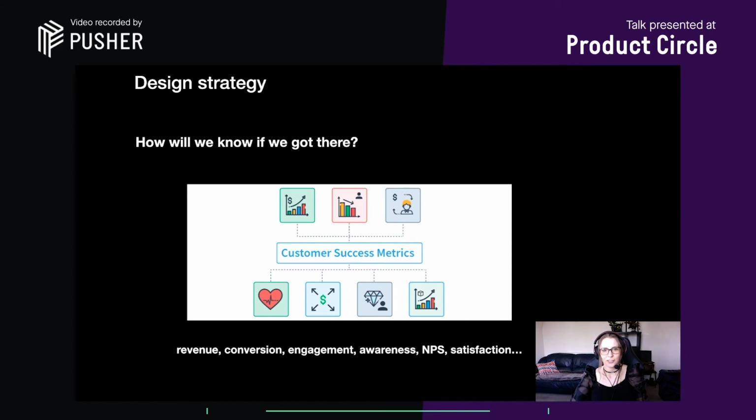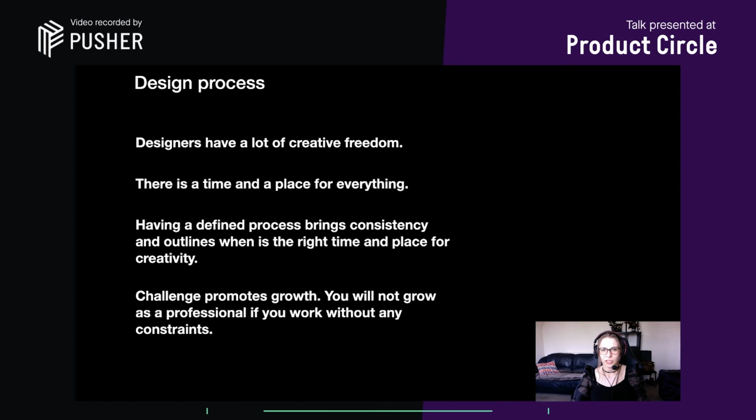Yeah, please guys, don't forget about measuring your success as you're going to iterate your prototypes into infinity and beyond. Very important step. Do not forget, define your success. Why am I talking about design process?